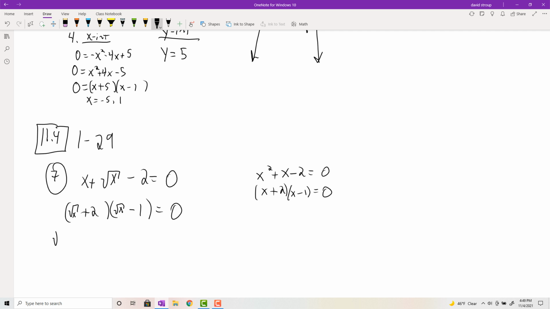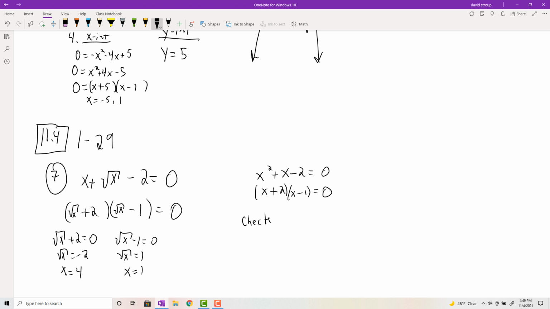Set each part equal to 0, so square root of x plus 2 is 0. Square root of x is -2. This is a square root equation. Square both sides, you get x is 4. Then you're going to have to check your solution. For the other factor, square root of x minus 1 is 0. So square root of x equals 1, so x is 1. Then you could go back to the original equation and do checks.